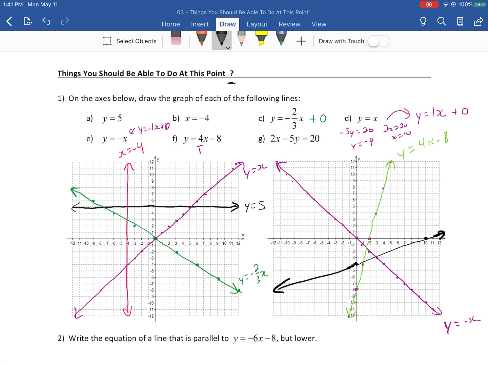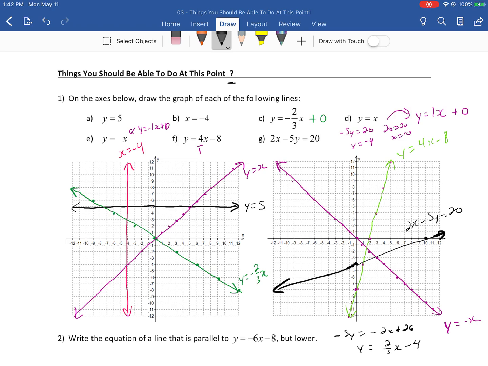Now, if that's not what occurred to you, if when you saw that, you were like, oh, well, I'm just going to rearrange it to y equals mx plus b, you could totally do that too. You could go negative 5y equals negative 2x plus 20, divide everything by negative 5, get 2/5 x minus 4, and then you could just graph the line.